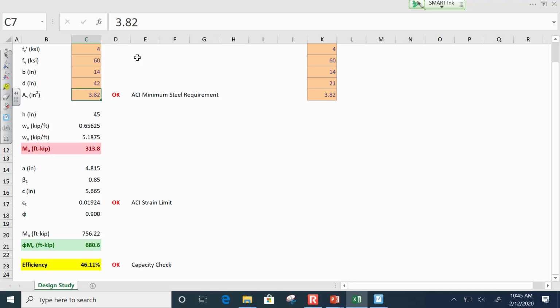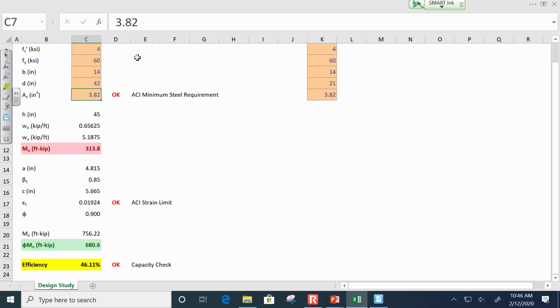Deeper. Think about it from this perspective. How do you compute the moment of inertia of a beam, or of a rectangle? It's BH cubed over 12, right? The height has a more direct impact on the beam's strength than the width. So if you take the beam and make it deeper, you're going to have a much more substantial impact on the beam's capacity than you are by changing its width. Okay.